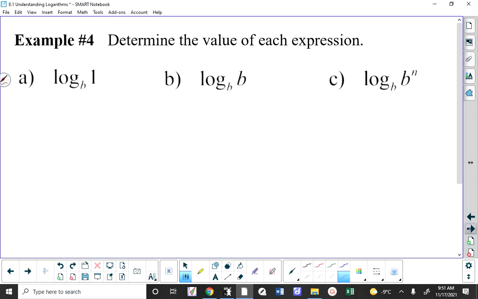I want everybody to figure out what log base b of 1 is. And I know I'm just kind of throwing you out into the wild and saying survive, figure it out, but I want you to see if you can figure it out. How many of you know almost immediately what it's equal to? That's not surprising that nobody does.